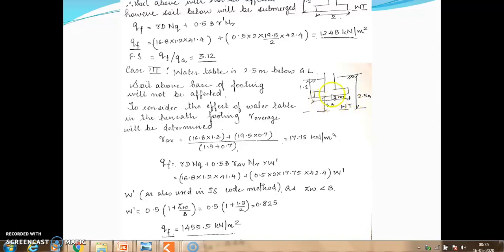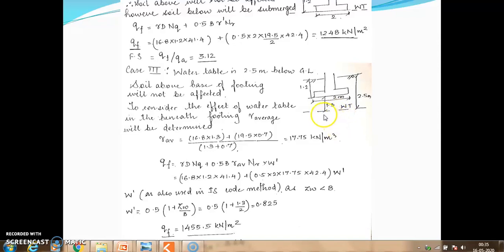Now clearly, when the water table is at 1.3 meters below the foundation level, the second term of the equation is not going to be affected. That is, the overburden soil conditions are not going to be affected by the water table. However, the third term, which represents the soil conditions beneath the footing, is affected: part of the soil will be dry and part of the soil will be submerged. So how do we take care of this?